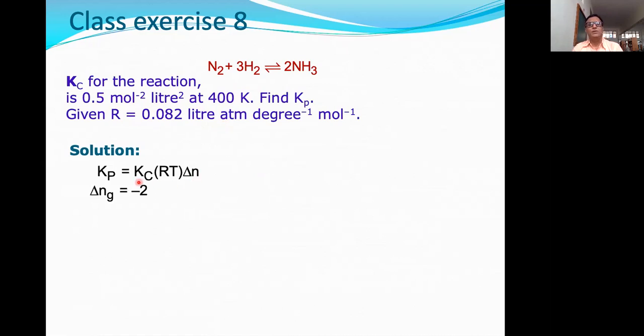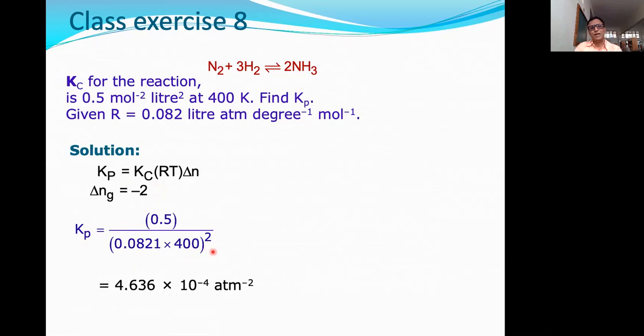You know the relation between Kp and Kc is Kp is equal to Kc (RT) raised to delta n. Delta n for this reaction is minus 2. So you can write Kp is equal to 0.5 divided by (0.0821 into 400) raised to 2. By solving this, you will get the answer as 4.636 into 10 raised to minus 4 atmosphere raised to minus 2.